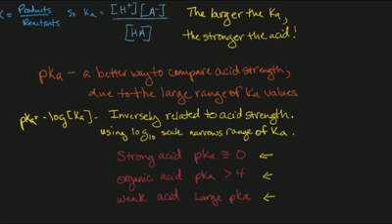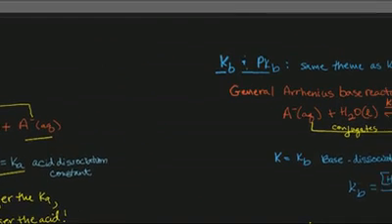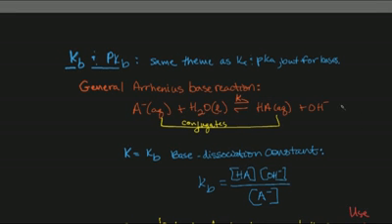Remember, Ka is directly correlated to acid strength, proportional, whereas pKa is inversely proportional. So using the same logic, we can discuss Kb and pKb. Here's the general equation. This is your base, reacting with the water in the classic Arrhenius definition, and it's going to give you the conjugate acid and the hydroxyl ion.